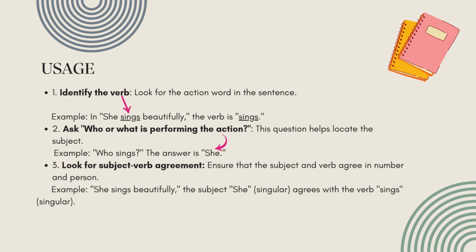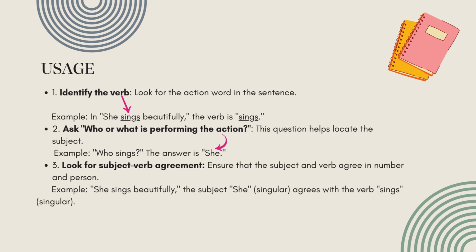The second point is ask yourself who or what is performing the action. This question helps to locate the subject. An example is who sings? Now, the answer is she.